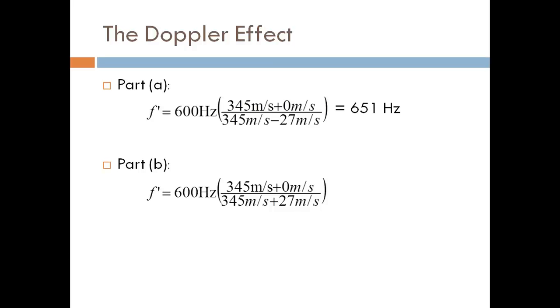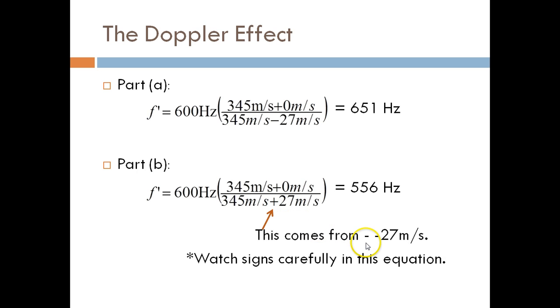Part B, same thing, except now moving away, I have to flip that sign. So now the minus sign was still in this equation, but now it's minus a negative 27. So I've made a little note there. So that's minus a negative 27, which is how that comes out to be a positive 27. Here I get 556 for the frequency, which is lower than the original, which is what I would expect.